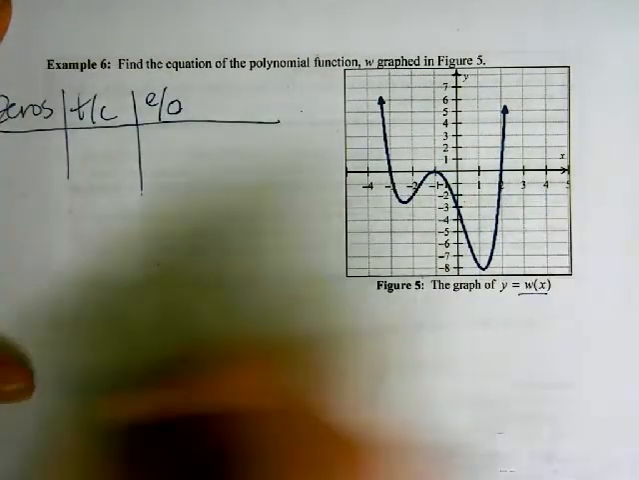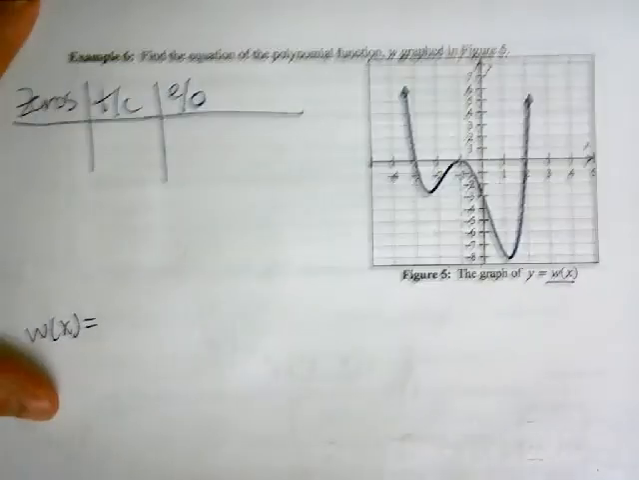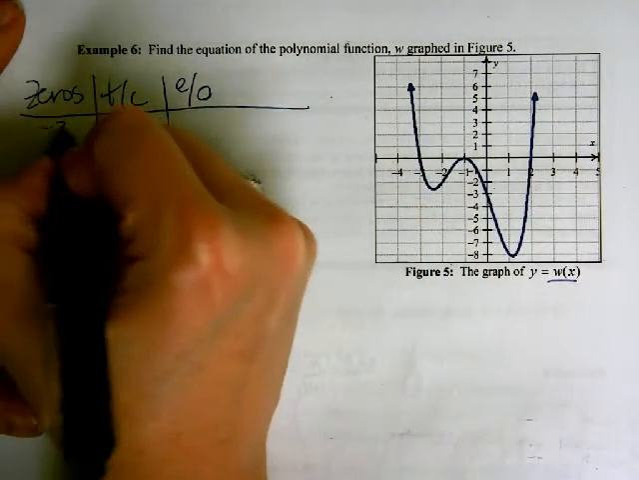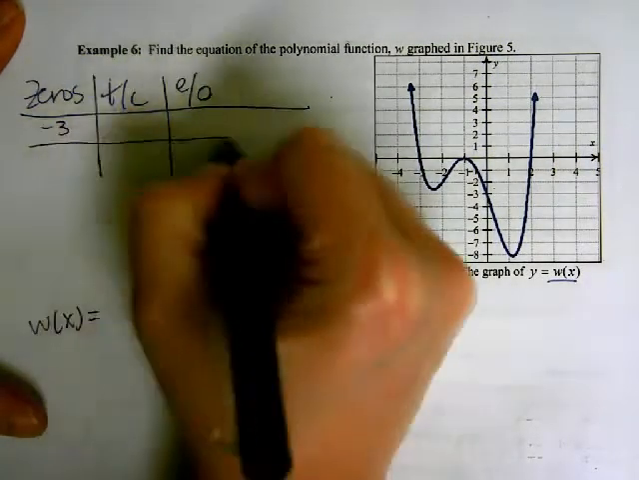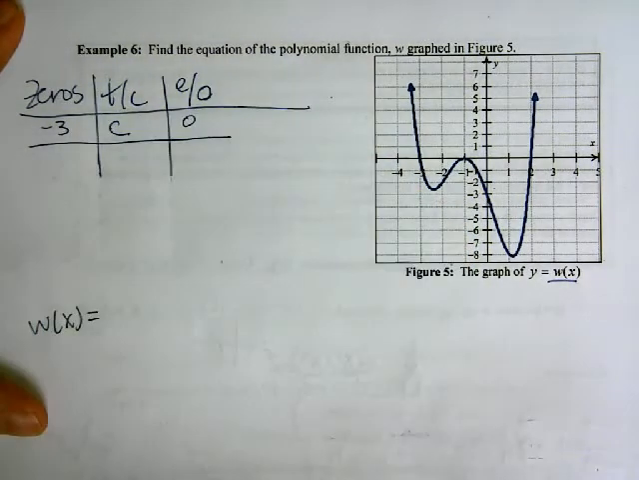The next is the name of the function is w of x, so I'm going to go put that down here, w of x equals. And then I'm going to list the zeros. There's a 0 of -3. At -3, the graph is crossing, which means the multiplicity has to be odd.